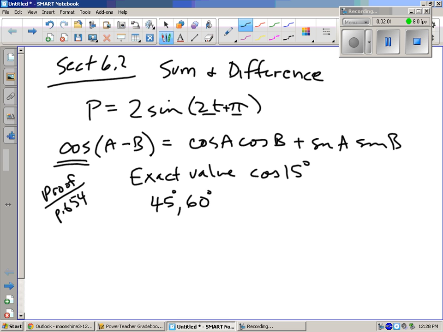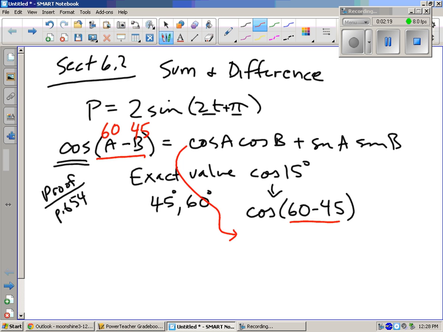So what I'm going to do is make this equal to the cosine of 60 minus 45. And that right there is what these are. So my 60 is the A and the 45 is the B. So this formula right here, I'm going to write again, but this time instead of A and B, I'm going to put in 60 and 45. So cosine of 60 times the cosine of 45 plus the sine of 60 and the sine of 45.